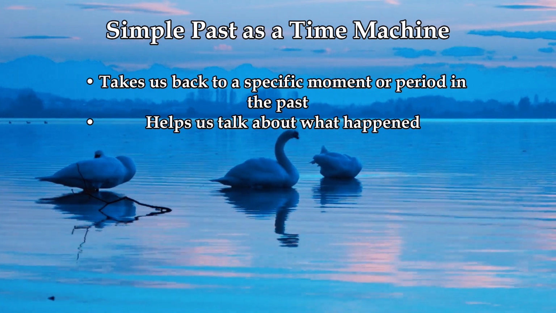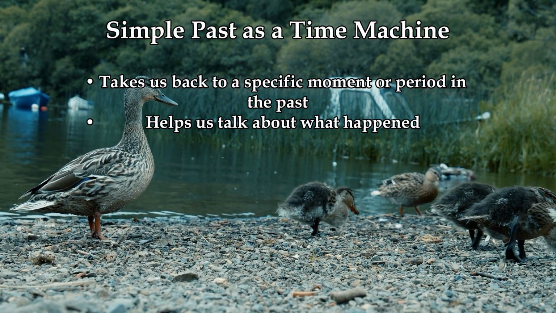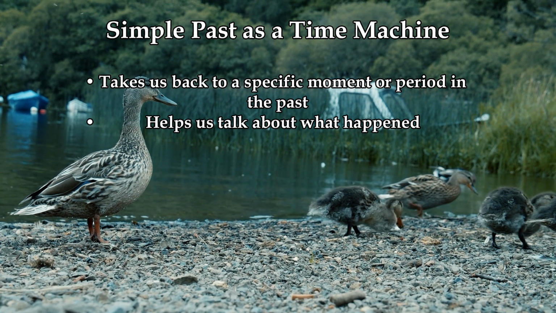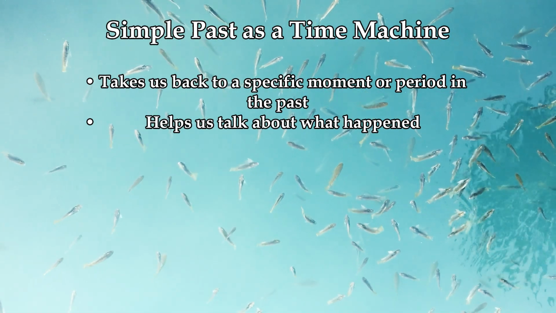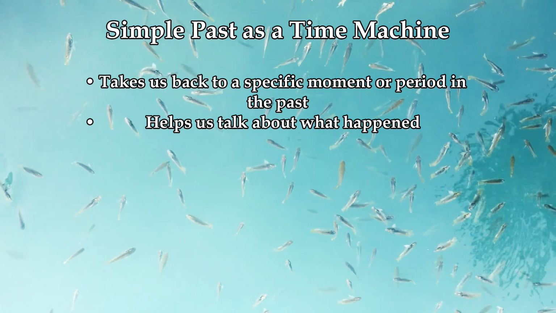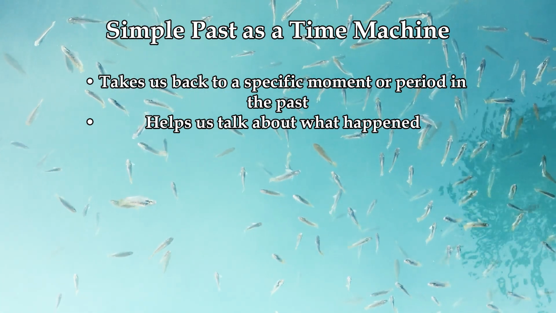Past continuous tense, actions in progress in the past. Next, let's explore the past continuous tense. This tense is used to describe actions that were ongoing or in progress at a specific moment in the past. It's like zooming in on a particular point in time to see what was happening.